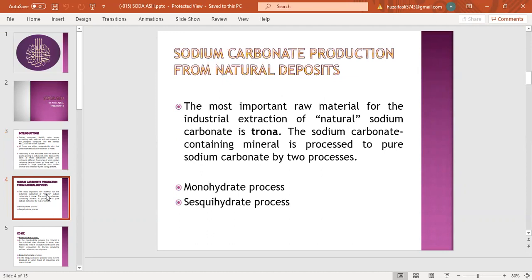Sodium carbonate production from natural deposits. The most important raw material for the industrial extraction of natural sodium carbonate is trona. The sodium carbonate containing mineral is processed to pure sodium carbonate by two processes, monohydrate process and sesquihydrate process.